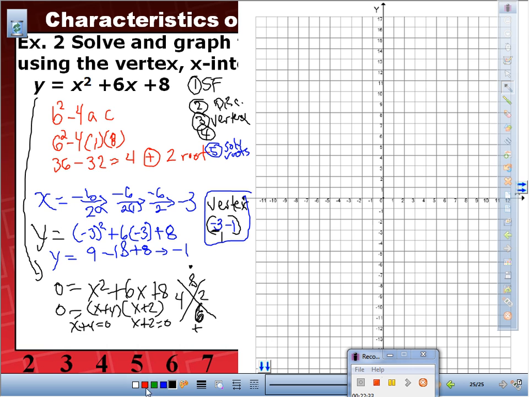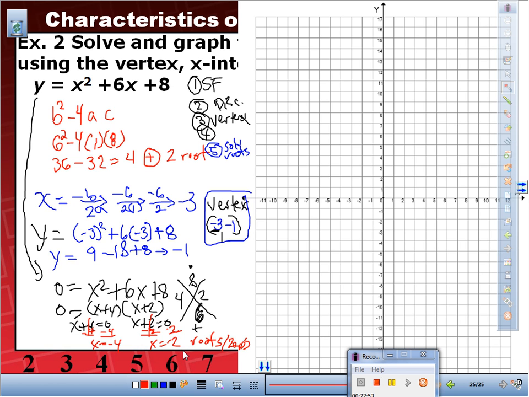And then let's solve. Minus 4 minus 4. X equals negative 4. Minus 2 minus 2. X equals negative 2, and these are my roots or my zeros. And once again, these are my solution. Is that correct? The solution to the quadratic equation.